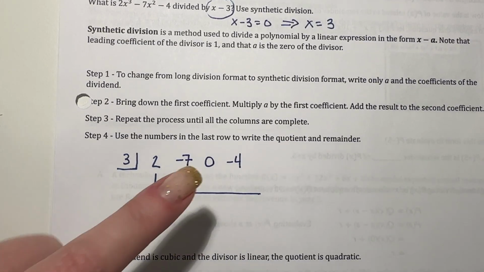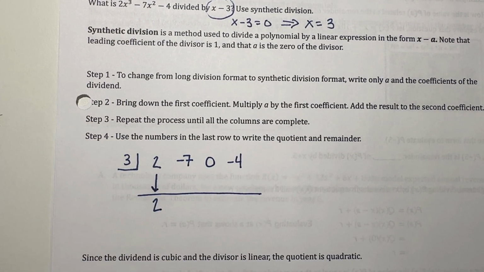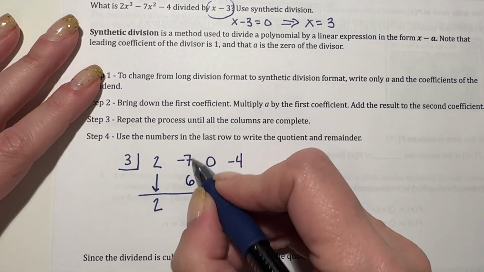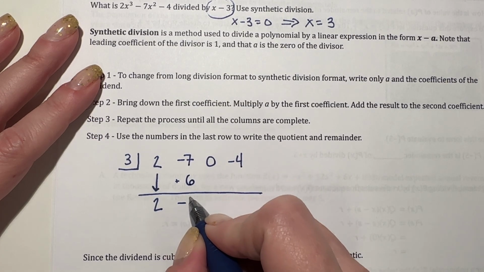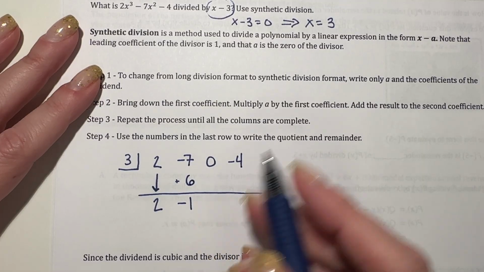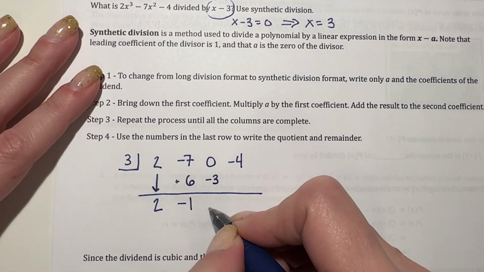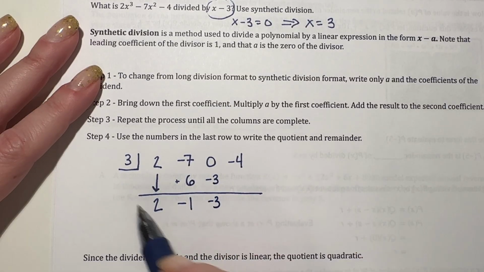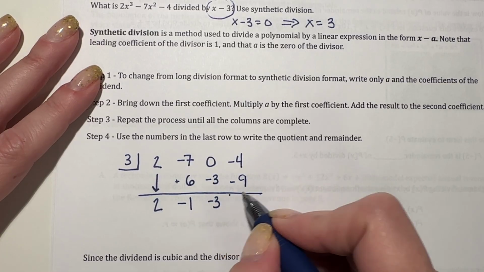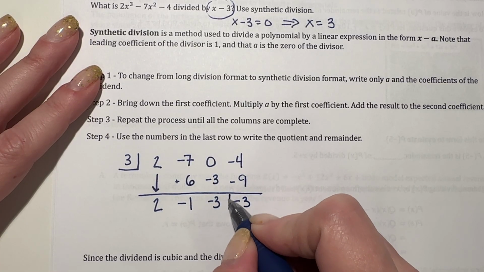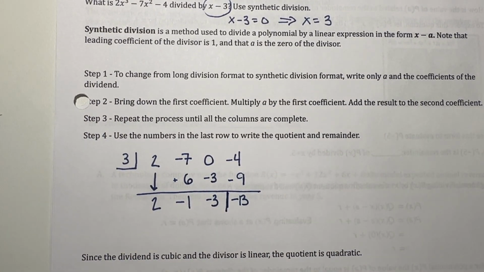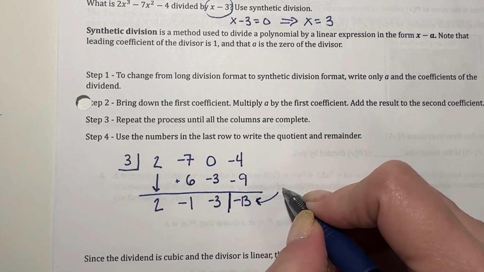Multiply the 3 times the 2, put it below the -7, and add. Okay, so 3 times 2 is 6, and then we're going to add straight down, so we get a -1. Then you're going to do 3 times -1, put that below the 0, and you're going to add straight down. 3 times -3, add straight down. Now you'll notice I'm going to separate off the last number a little bit. By the way, that's 13, not 3. This guy right there, that's my remainder.